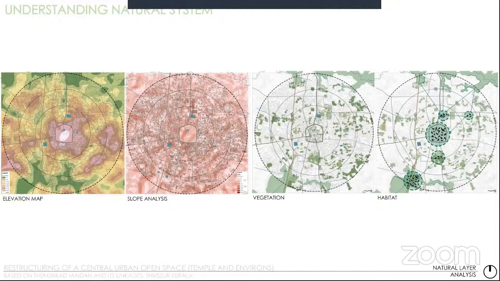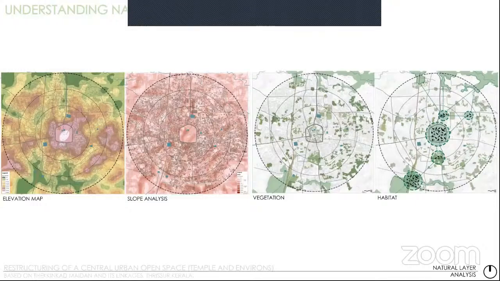Vegetation analysis is done by mapping mainly 4 vegetation typologies: wetland areas, coconut plantation, native vegetation, and manicured gardens. Also, major habitat patches within the city are mapped to identify the ecologically potential areas.